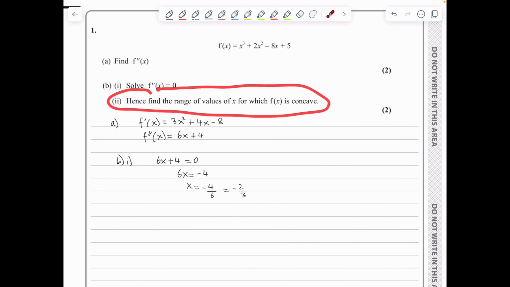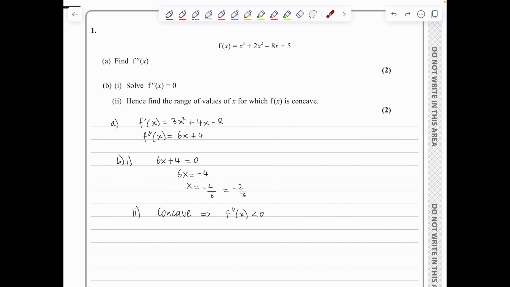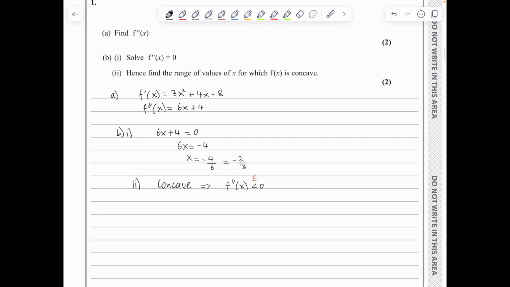In (ii), it says hence find the range of values of x for which f of x is concave. Well, a curve is concave if the second derivative is less than 0, or you could also say less than or equal to 0. So here we simply need to solve 6x plus 4, which was the second derivative, being less than 0. So we get that 6x is less than negative 4, which means that x is less than negative 4 over 6. So we've got x being less than minus 2 over 3. And of course, the examiner is also accepting here x being less than or equal to minus 2 over 3. So a strict or a relaxed inequality are both acceptable.